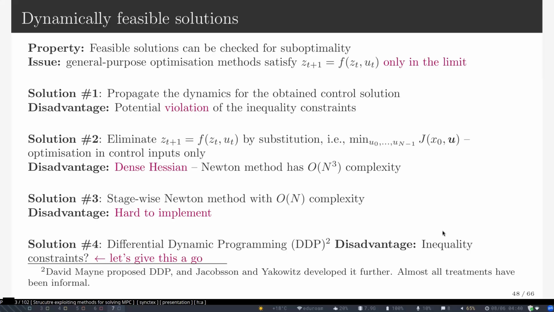Then it stopped, up until the mid-2000s, when the robotics community discovered it as a way to compute inputs for different robotic systems. And then there was a frenzy of activity. Almost everything they use is still first-order methods. They use proximal methods or augmented Lagrangian.